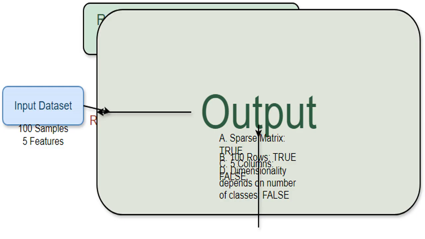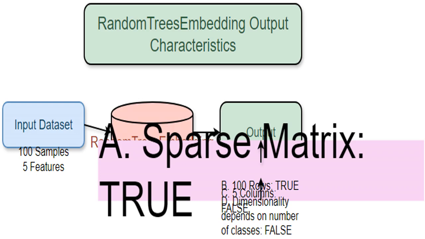This is what RandomTreesEmbedding gives me after transforming the data. I want to examine its characteristics. The output is a sparse matrix. This means most of the entries in the matrix are zeros. It's a space-saving way to store data with many zeros. It's efficient for large datasets.